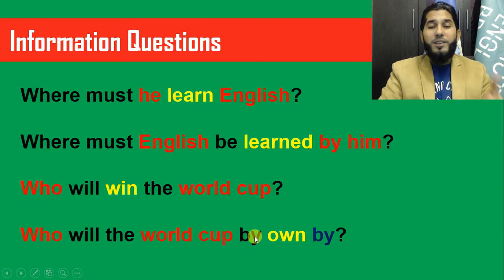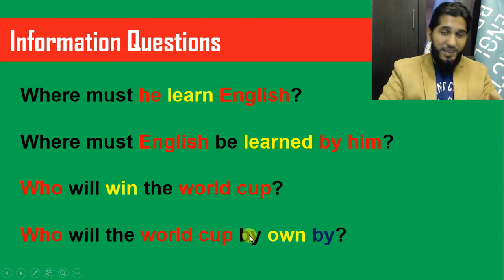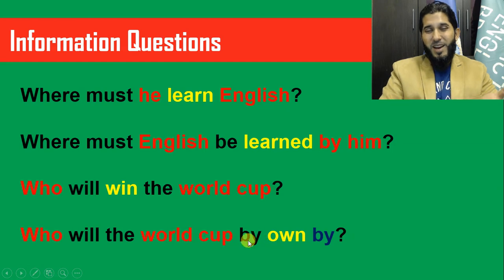Sorry, I mean, instead of be, mistakenly I have written by. This is not by. The word that you see before won is be. Okay, so I'm sorry for that. I might have been in a hurry while making this presentation, but this is be. So who will the World Cup be won by, or by whom will the World Cup be won?